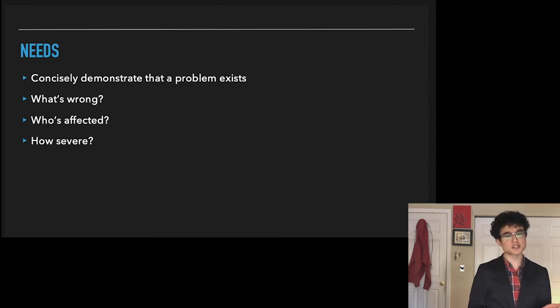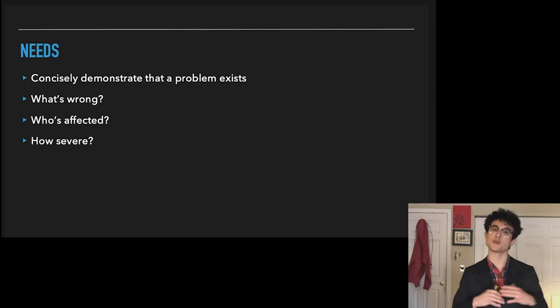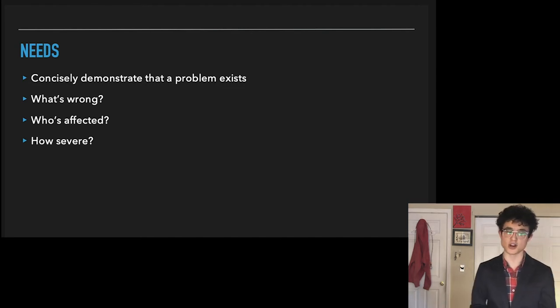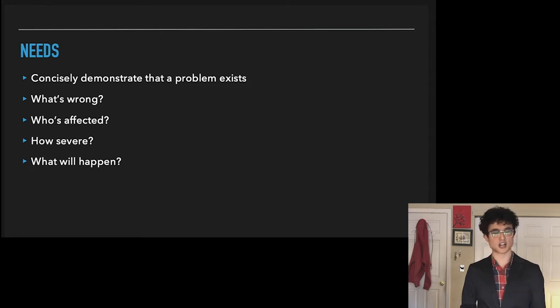In your policy speech, you want to spend the majority of your time focusing on the actual solution. So when you're talking about the need, you want to be concise. Tell us what's wrong, who it's affecting, but don't necessarily feel like you have to spend the majority of your speech saying that everything is wrong. The bulk of a policy argument should be in the next part, which is the plan itself.